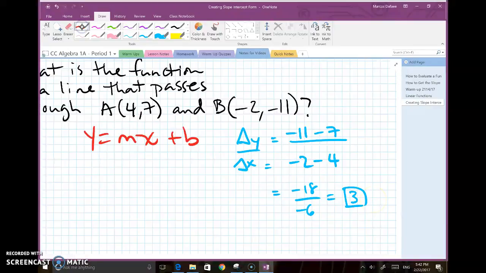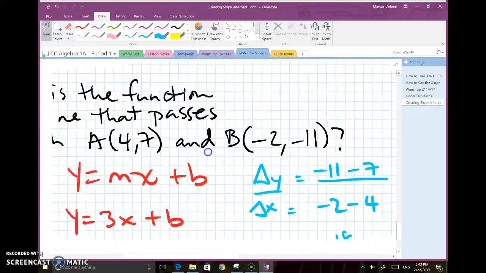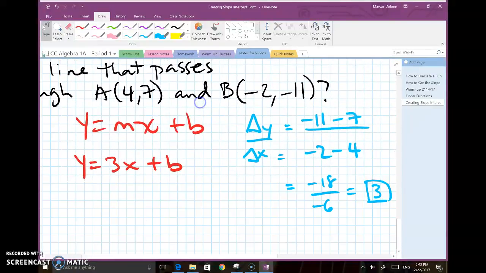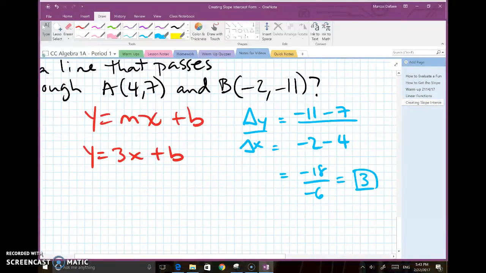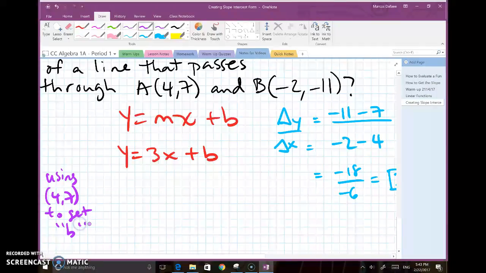So I will go into the function and write y equals 3x plus b. Now to get my b value, I need to choose one of my ordered pairs, either this one or this one. And I recommend choosing the easier of the two just so that you can get it done. And so 4, 7 looks easier when I don't have to think about negatives and the rules for that. So I'm going to use 4, 7 to get my b.